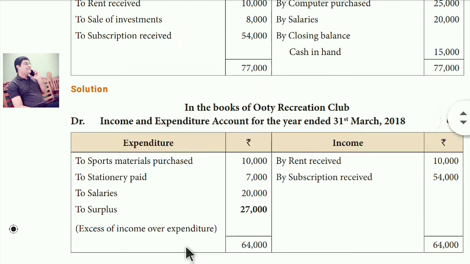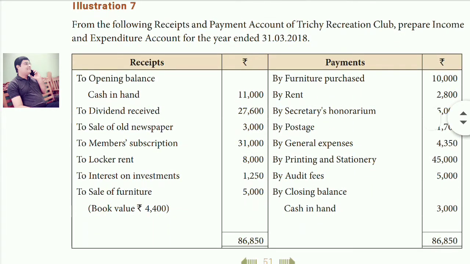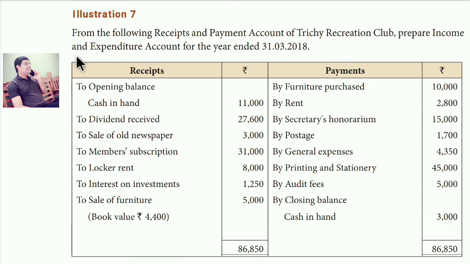Now see the next illustration. Illustration 7. From the following receipts and payment account of Tirchi Recreation Club, prepare income and expenditure account for the year ended 31st March 2018. Receipts, payment, opening balance, closing balance, no need to write, as I already told in the previous video. Already I explained the format in the previous video itself, what we have to write in income and expenditure and what we should not write in income and expenditure account. Now here, income and expenditure account, this opening balance and closing balance, no need to write.